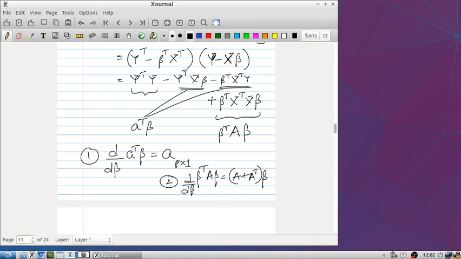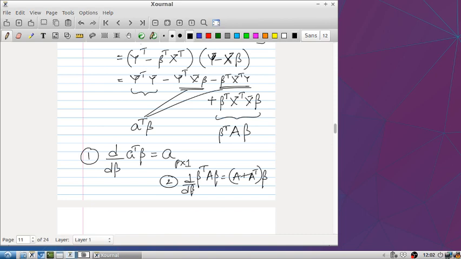Why am I writing this? You probably already know calculus, except I'm writing these because this is vector calculus, a vector derivative. Beta is a vector, p-dimensional. A transpose beta is a scalar value, and its derivative with respect to a vector is a vector, also p-dimensional, and that happens to be A itself. So if you have a function of a vector beta like A transpose beta, then its derivative with respect to the vector beta is A itself. This is easy to see. Right after the class, I will show it to some of you.